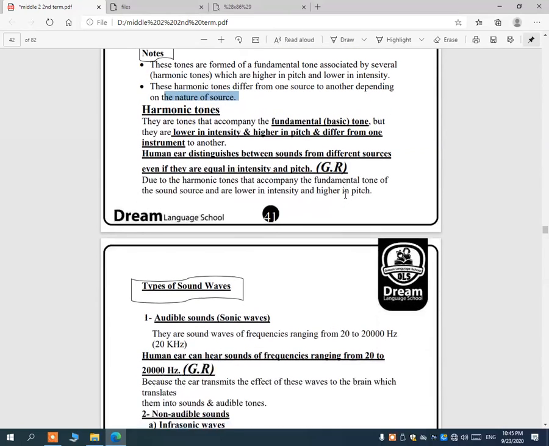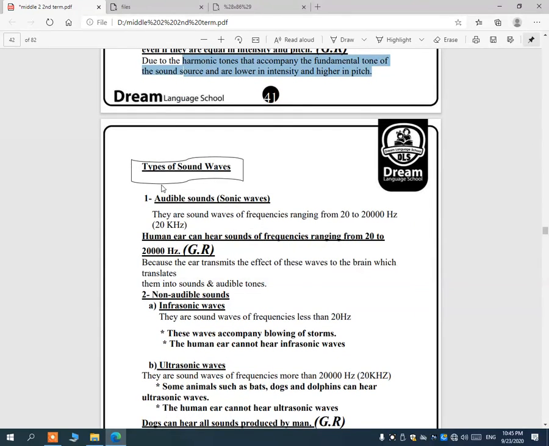And it differs from one instrument to another. That's why the human ear can distinguish between sounds from different sources. We can differentiate between the sound of the piano and the sound of the guitar. Why? Due to the harmonic tones that accompany the fundamental tones.